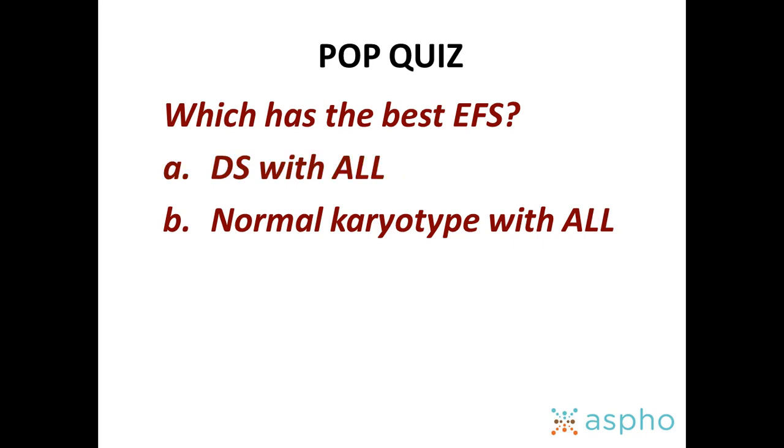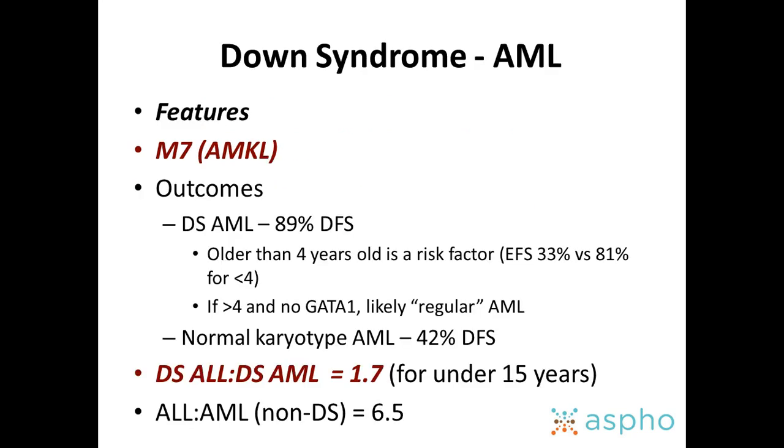All right, so which has the best event-free survival here, Down syndrome ALL or normal karyotype ALL? We all know that Down syndrome ALL is bad news, but that's not my talk, so we'll keep moving. So, features of Down syndrome AML. It's usually an M7 phenotype, and their outcomes are not horrible for AML, so they do have a modified therapy, as Pat mentioned. However, if they're older than 4, if they don't have GATA1, it's probably regular AML, so they don't get a break on that one, and you have to treat them like anybody else who has AML.